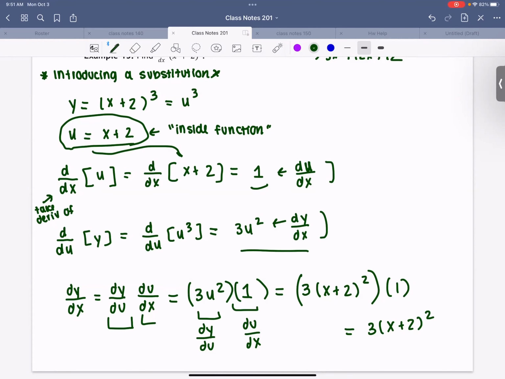It's essentially when we have a composition of functions. So we have an inside function and an outside function. That's when we deal with the chain rule. I think the more examples we see, it will be a little bit more clear.